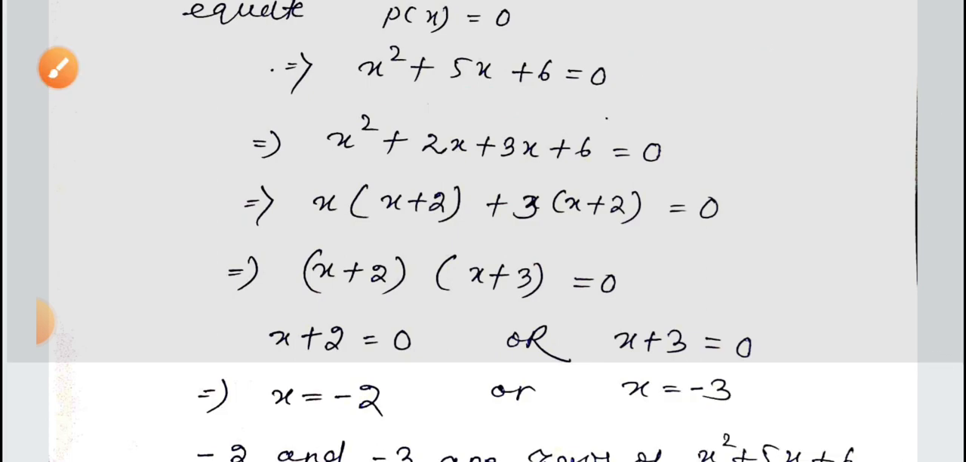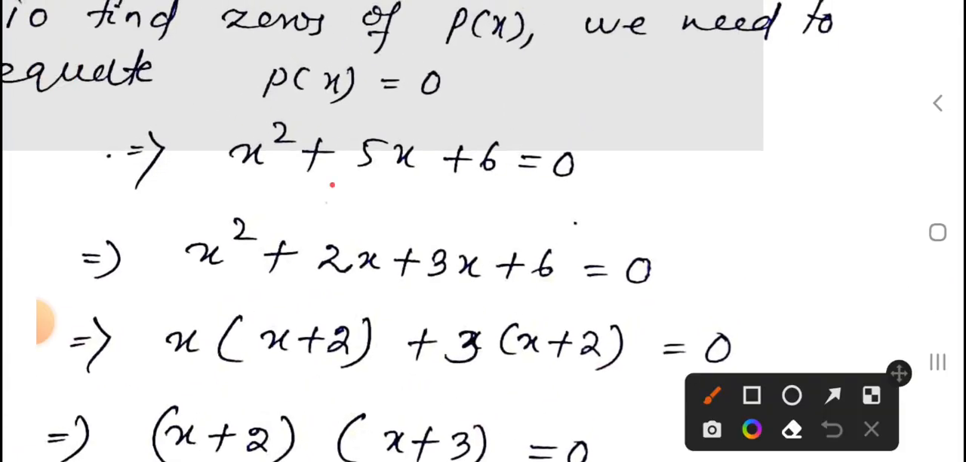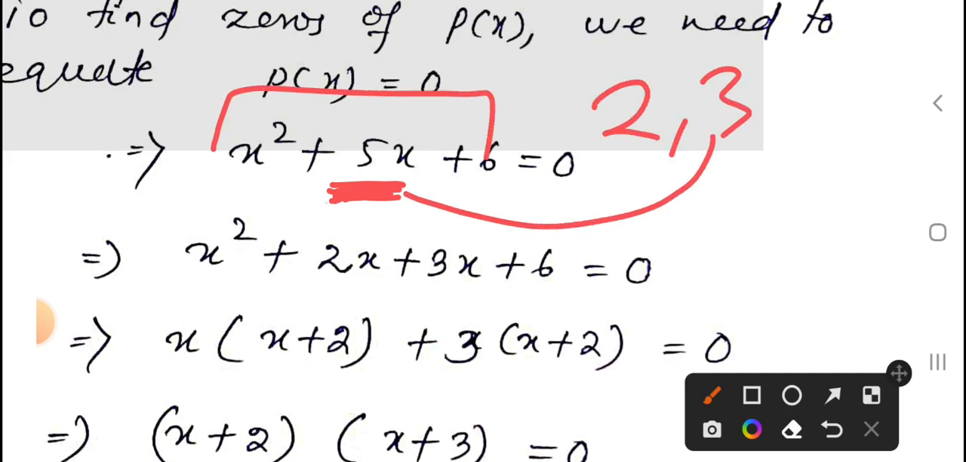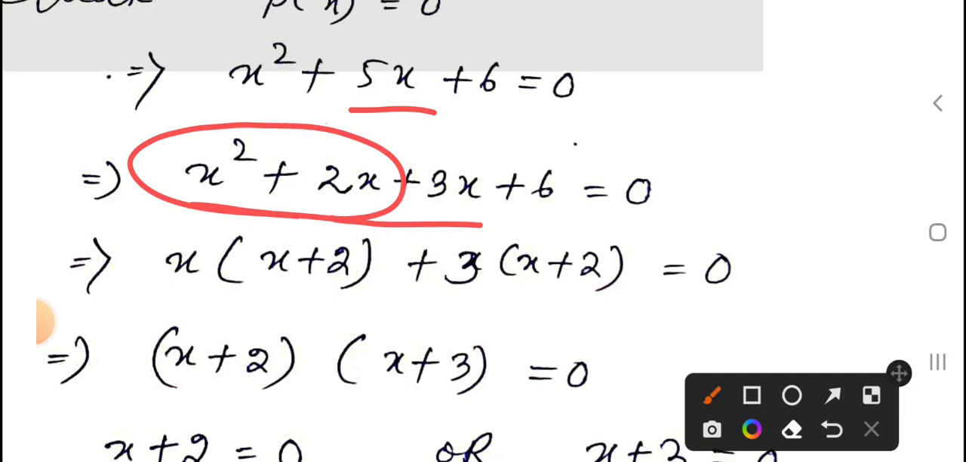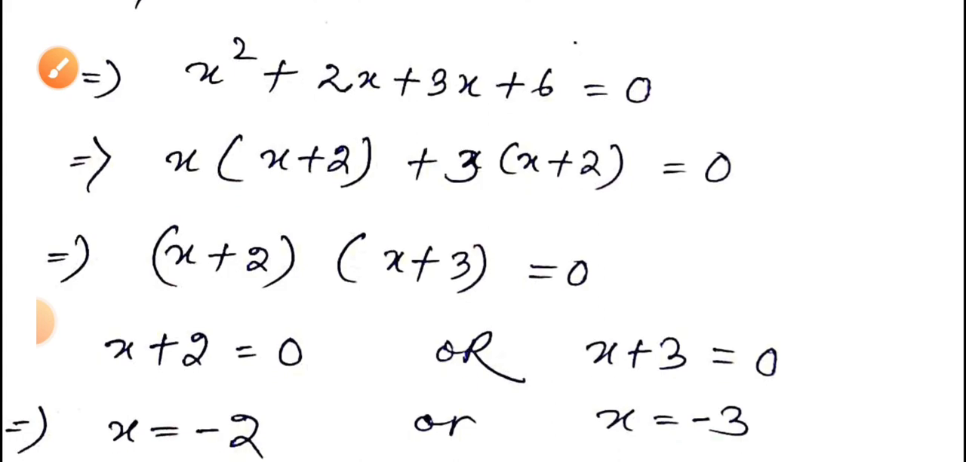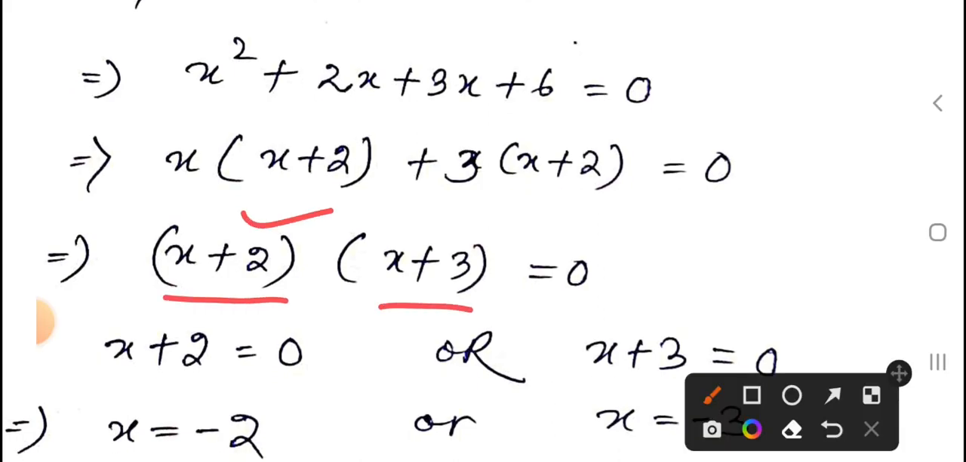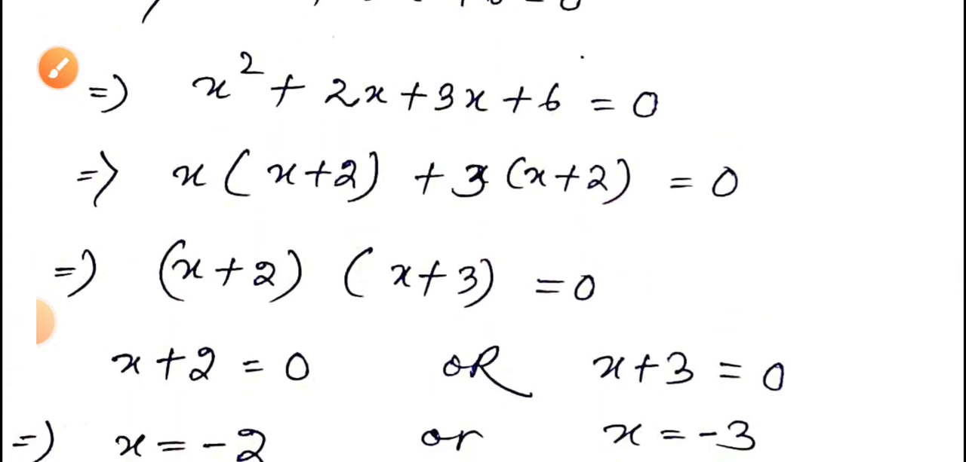And you know that in the quadratic case, we try to find two numbers such that their sum is, in this case, 5, and the product is 1 into 6, that is 6. So these two numbers are 2 and 3, whose sum is 5 and product is 6. So you will break 5x as 2x plus 3x, and take common x from the first two terms, and to make the same factor on the last two terms, we take the common 3, and you will get x plus 2 and x plus 3. These are the two factors that we obtain from x square plus 5x plus 6.